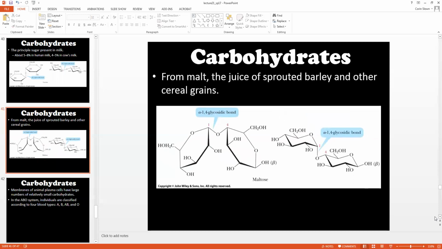Maltose is the compound that is found in malt, or the juice of sprouted barley, or other types of cereal grains. Here, this shows an alpha 1,4 glycosidic bond where, again, at the 1 position, the hydroxyl group is down. So alpha 1,4 in the glycosidic bond.